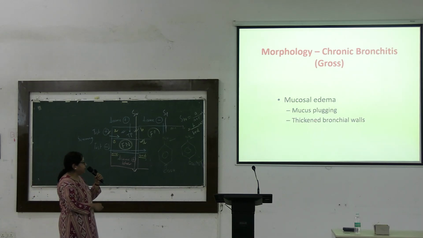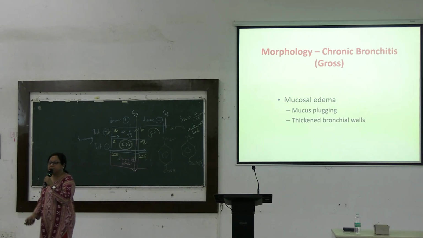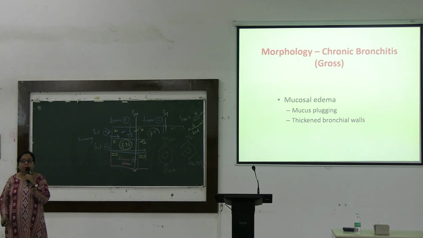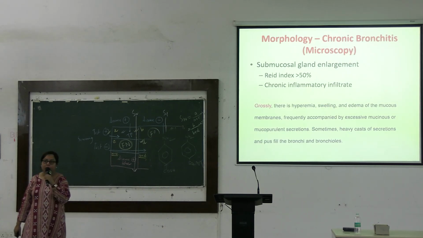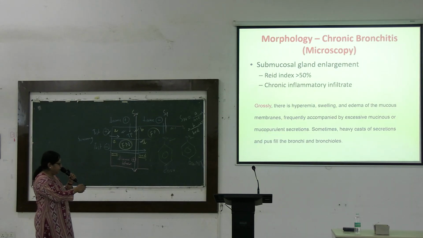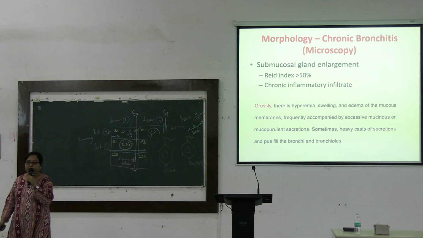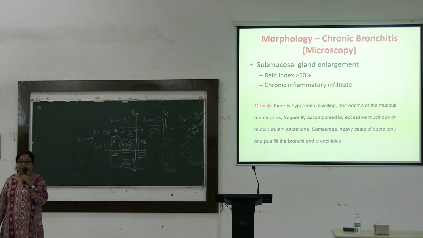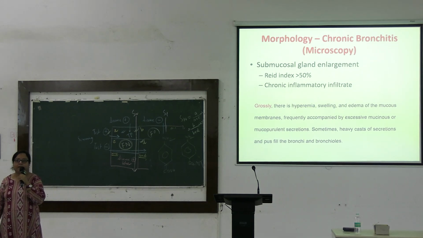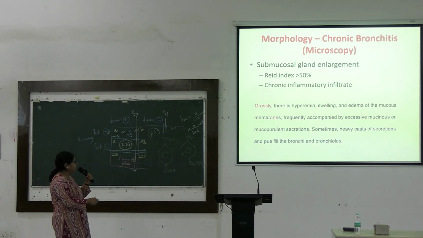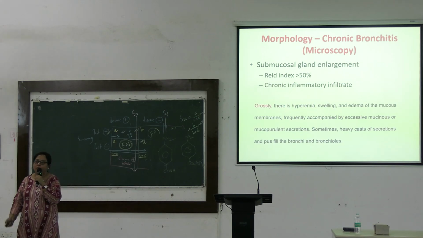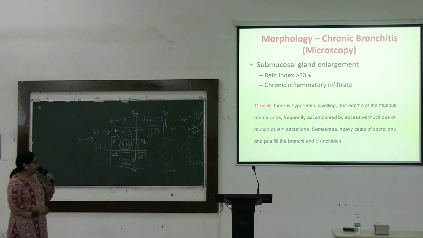We can see mucosal edema. The bronchial walls are thickened and there will be mucus plugs. And in microscopy, we can see that there is submucosal gland enlargement and inflammatory infiltrate, means we can see inflammatory infiltrate like neutrophils, lymphocytes all accumulated. So grossly there is hyperemia, swelling and edema of the mucous membrane of the respiratory tract.